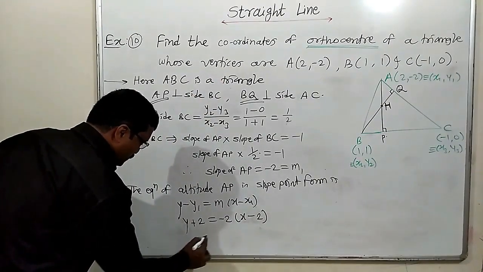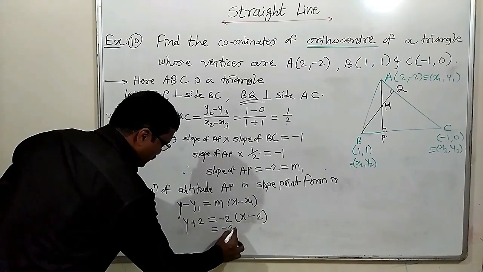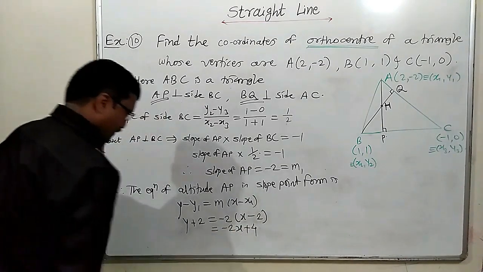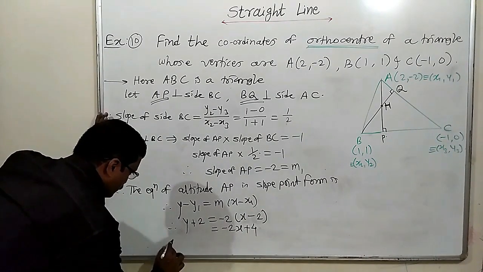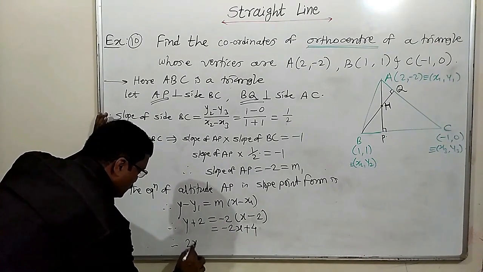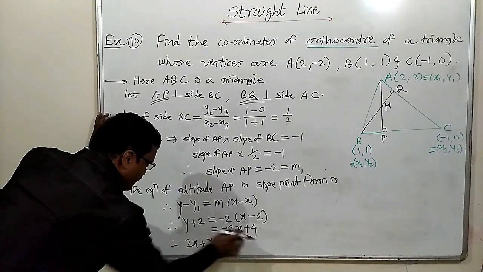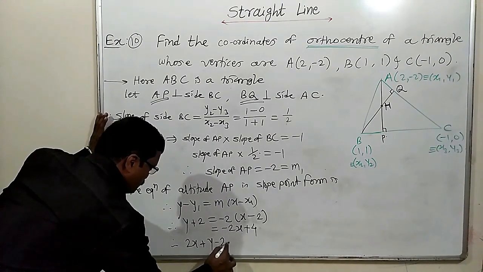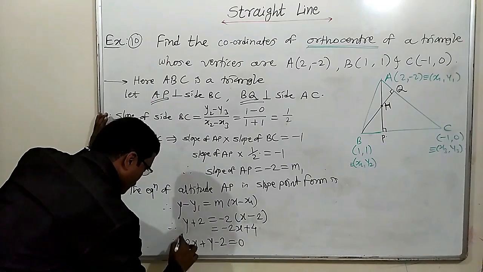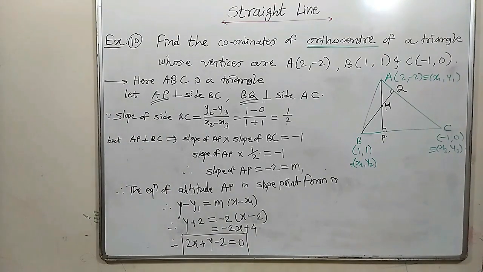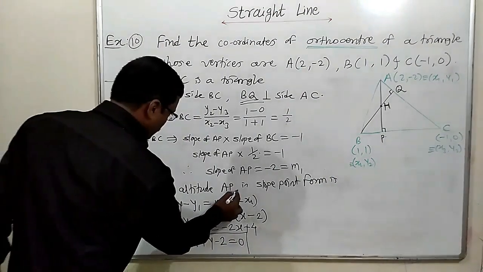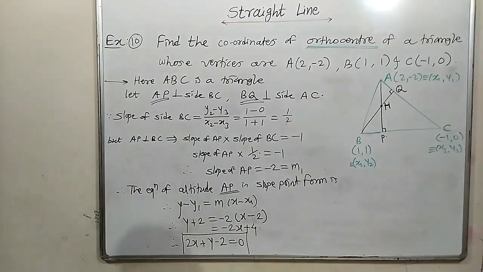Simplifying this, we get y plus 2 equal to minus 2x plus 4. Taking all terms to the left, we get 2x plus y minus 2 equal to 0. So this is the equation of altitude AP.